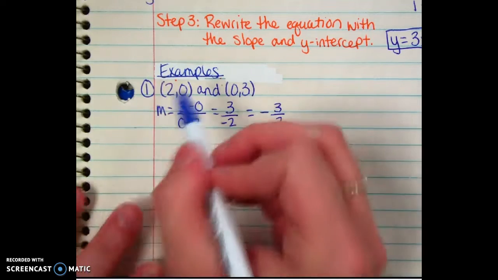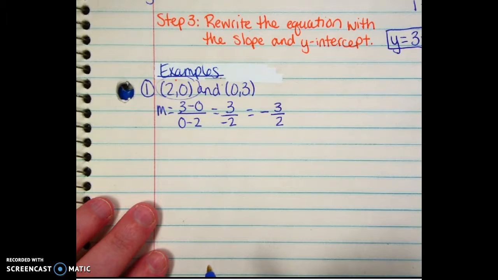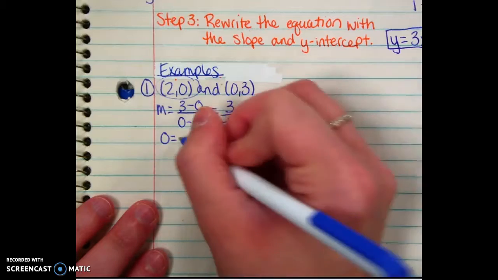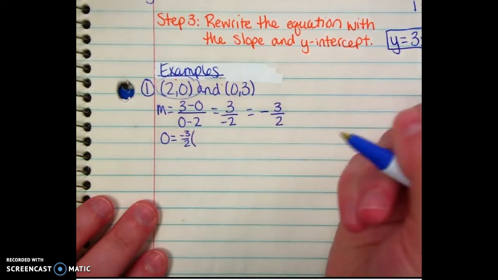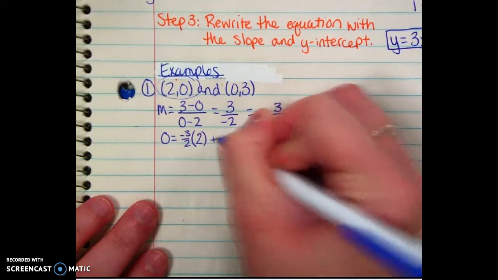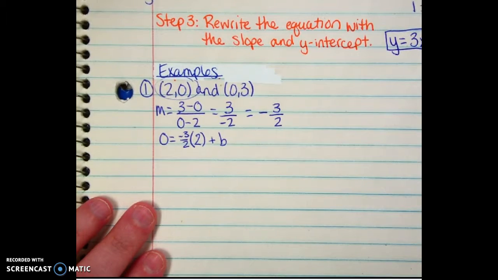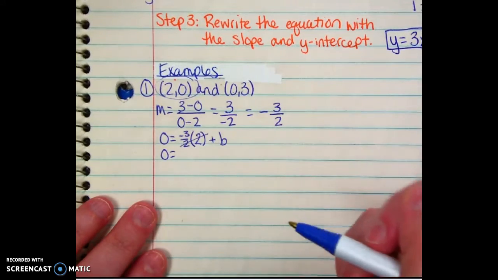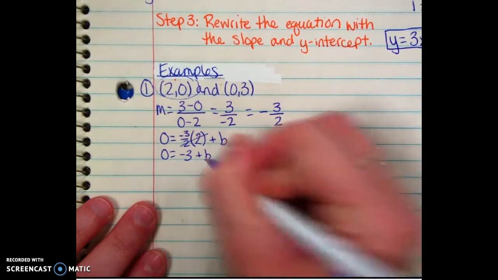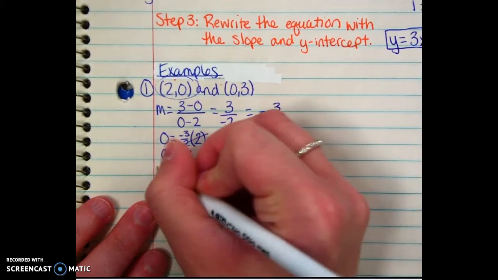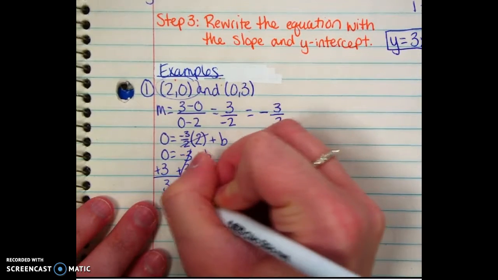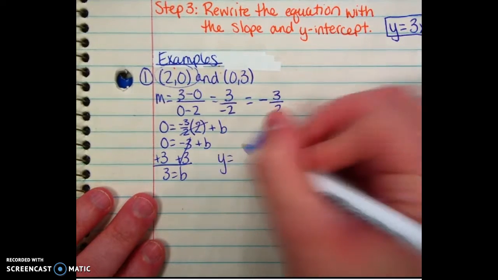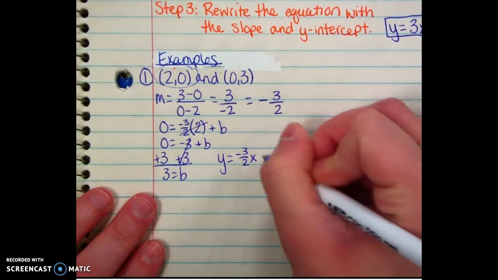Okay, now I'm going to use this first point here. I'm going to substitute it into y equals mx plus b. So that is 0 equals, m is negative 3 over 2 times x, which is 2, plus b. Okay, let's see. When I multiply these, the 2's cancel out. So that gets me negative 3 plus b. Add 3 to both sides. 3 equals b. So my final equation, or my final answer, is y equals negative 3 over 2x plus 3.